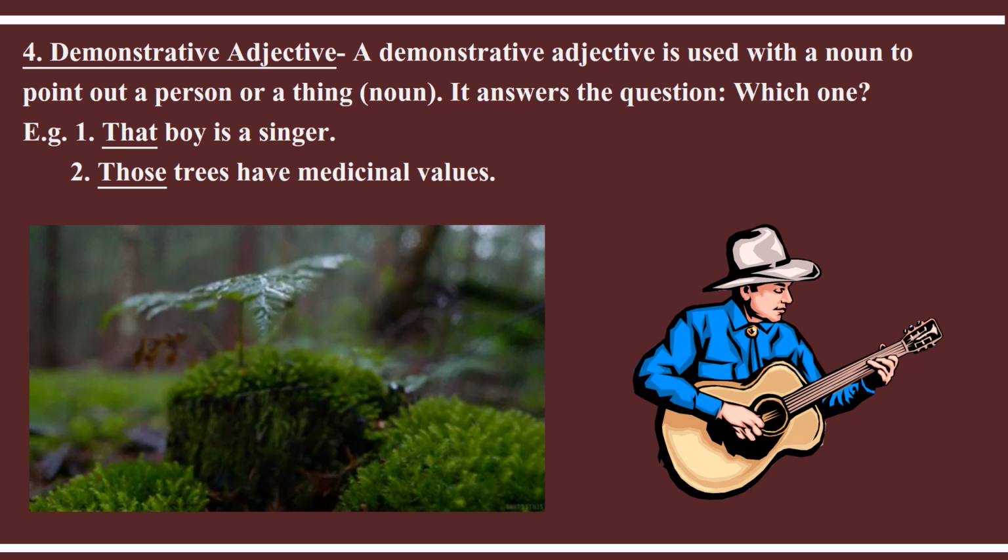Demonstrative adjective. A demonstrative adjective is used with a noun to point out a person or a thing, that is a noun, with this, that, these and those. It answers the question which one. Example, that boy is a singer. Those trees have medicinal values. That and those are demonstrative adjectives, as they point out the nouns boy and trees.